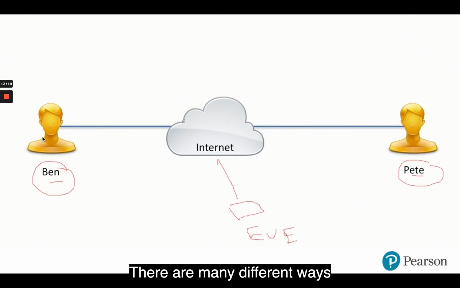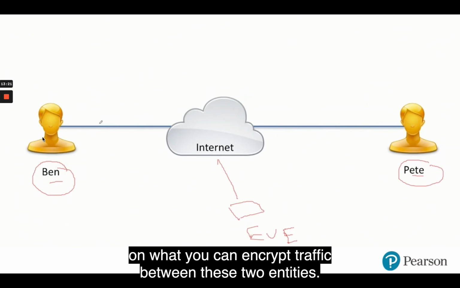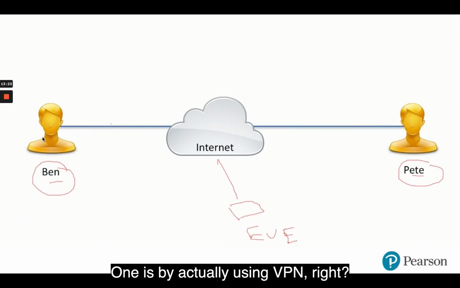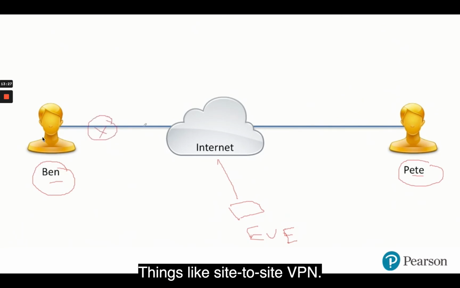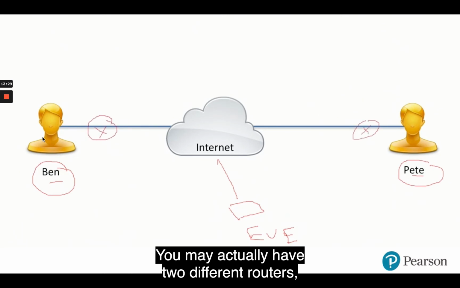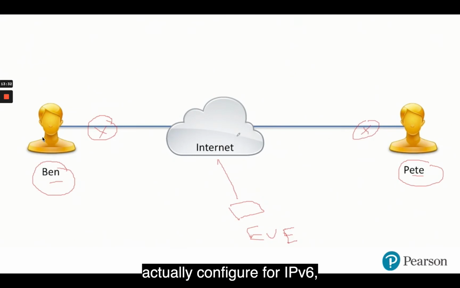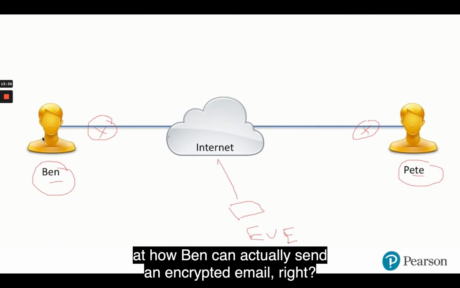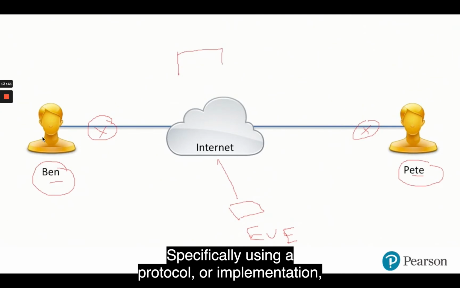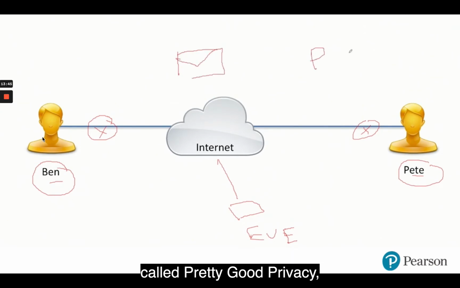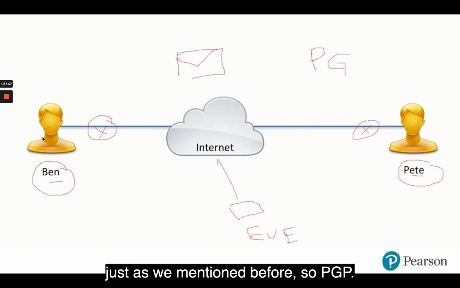There are many different ways where you can encrypt traffic between these two entities. One is by using a VPN, right? Things like a site-to-site VPN. You may have two different routers configured for IPsec. But in this case, it's looking at how Ben can send an encrypted email, right? Specifically using a protocol or implementation called Pretty Good Privacy, just as we mentioned before, so PGP.